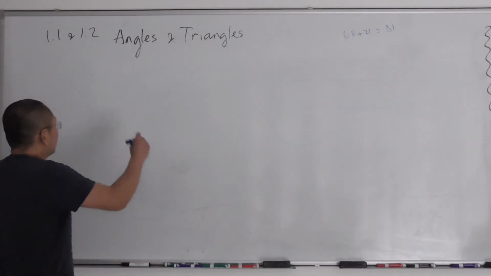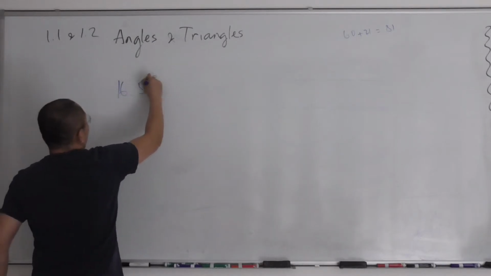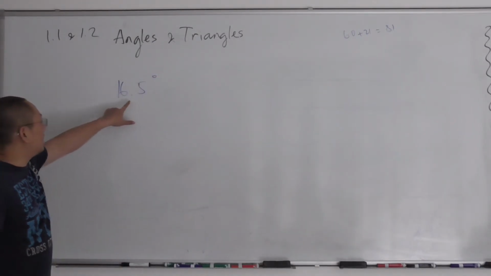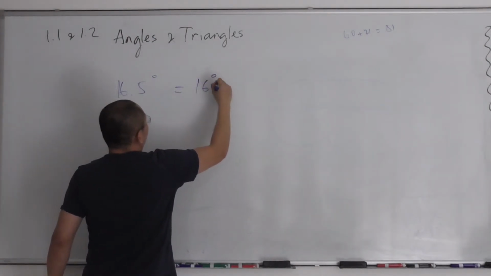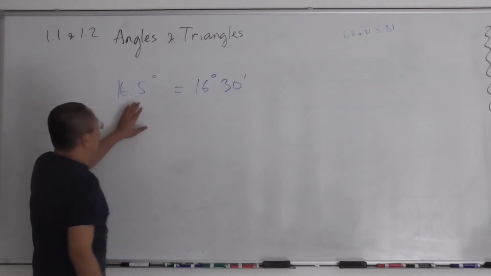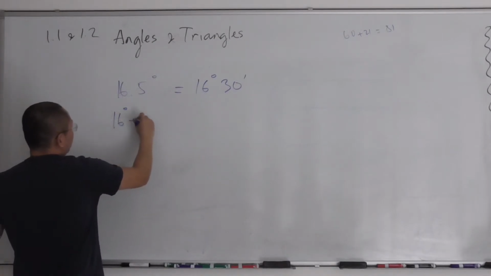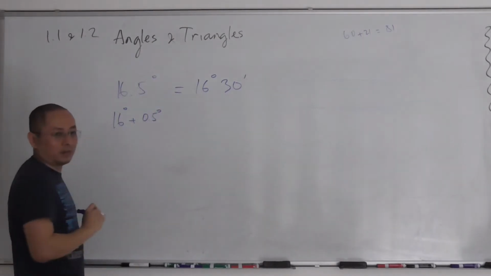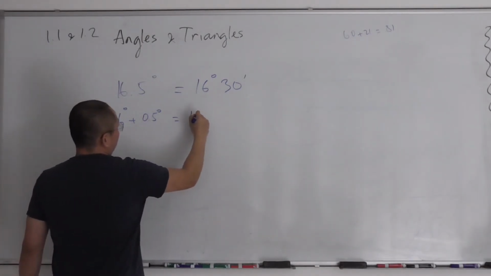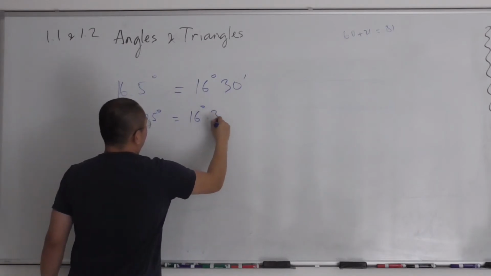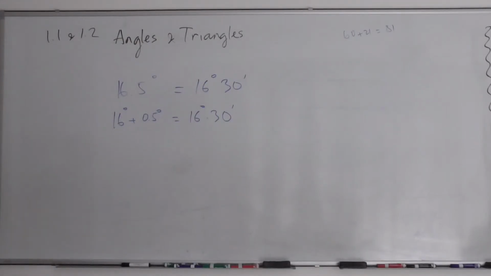Say, for example, 16.5 degrees. 0.5 means a half, right? 16.5 degrees is the same thing as 16 degrees and 30 minutes, because 0.5 is a half of a degree. This is the same thing as 16 degrees plus 0.5 degrees, and you know a half degree is 30 minutes.